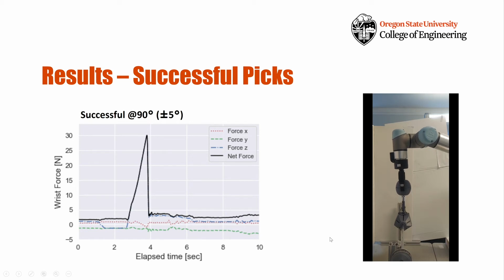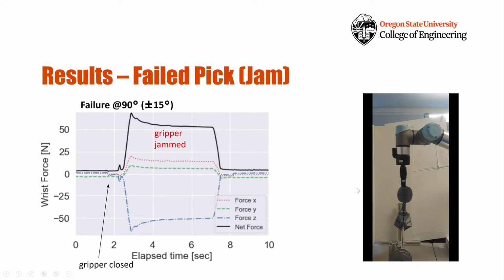But we were also interested not only in the successful picks but also in the failure ones. So this is a first failure. It occurred as the gripper was approaching the apple, and due to the noise the gripper jumped into it, and that's why you see a negative force, which is actually telling that the wrist was under a certain compression force.